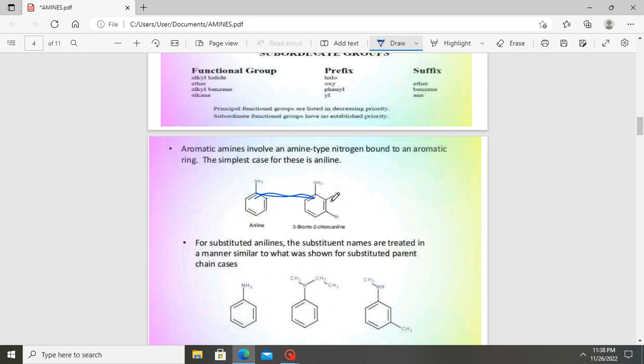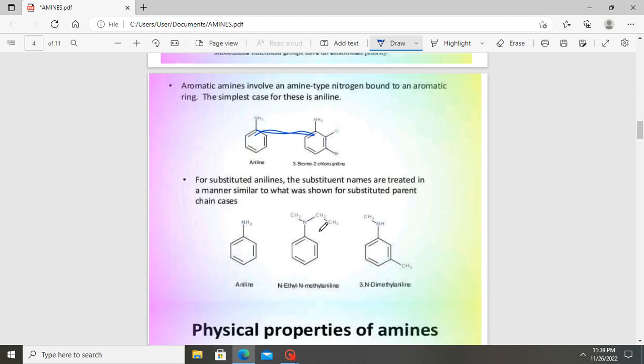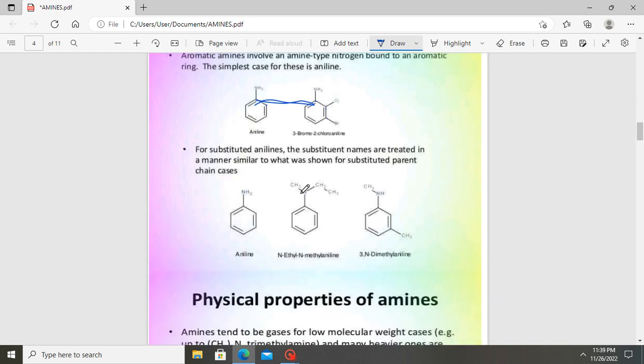So to name this compound, the parent compound here is aniline. So its name becomes 3-bromo-2-chloroaniline. It is bromo first because B comes before C in alphabetical order. In cases whereby the substituents are bonded to the nitrogen, we indicate the position of the substituent with N and not numbers.